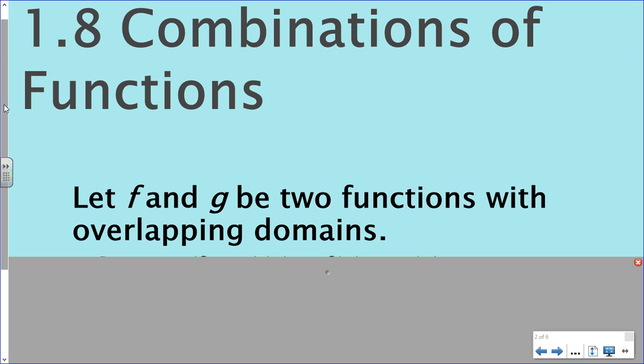We're going to work with the combination of functions. There are 5 ways to combine functions. We're going to talk about the 4 basic ones together as a group, and then we will talk about the 5th one. For our first 4 basic combinations, it is important that F and G have overlapping domains.